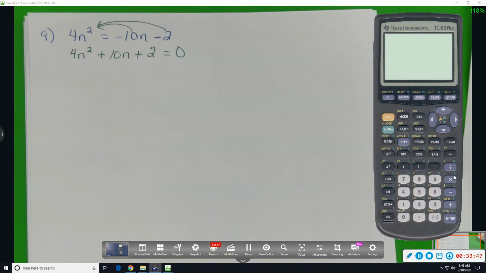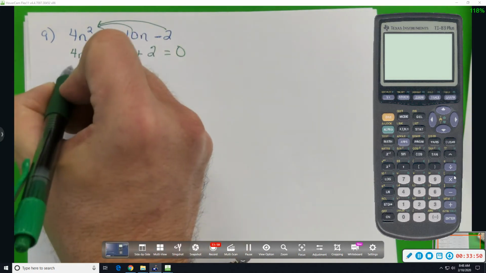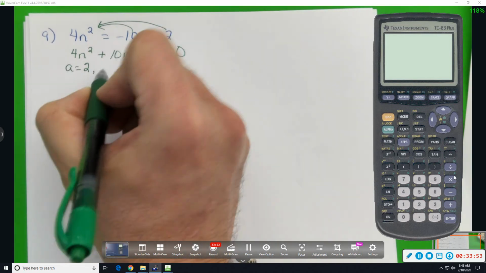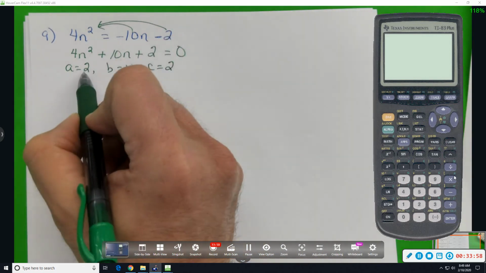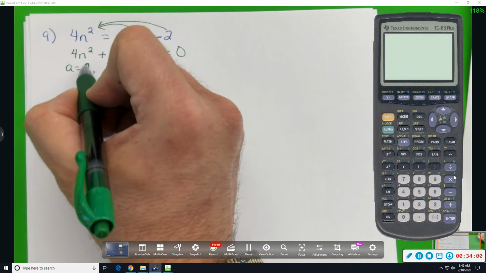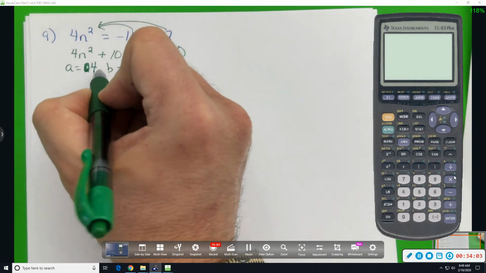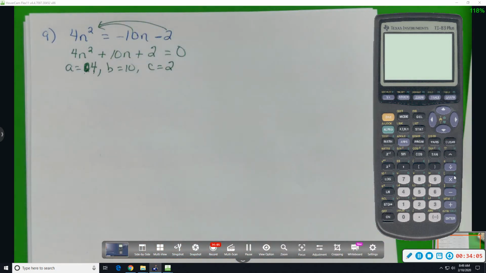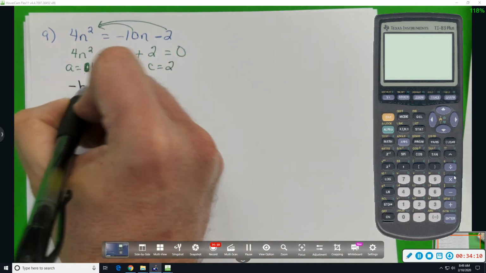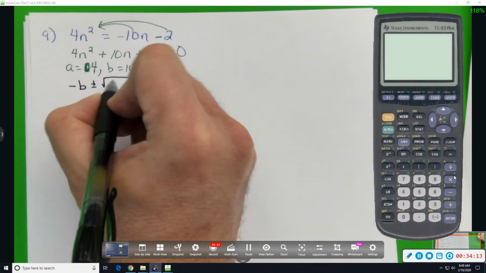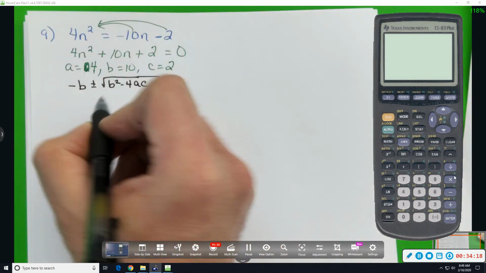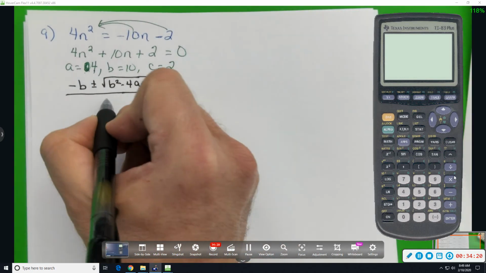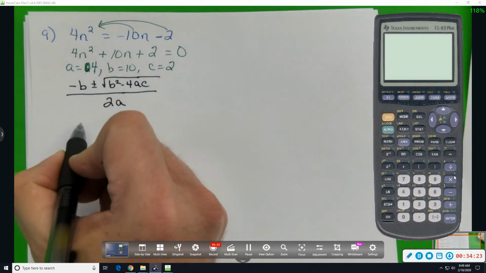But more than likely, that doesn't happen often. So I'm going to go straight to the quadratic formula, writing out a equals 2, b is 10. Ooh, why did I say a equals 2? That should be a equals 4. B equals 10, C equals 2. Write down the formula: negative b plus or minus the square root of b squared minus 4ac, all over 2a.